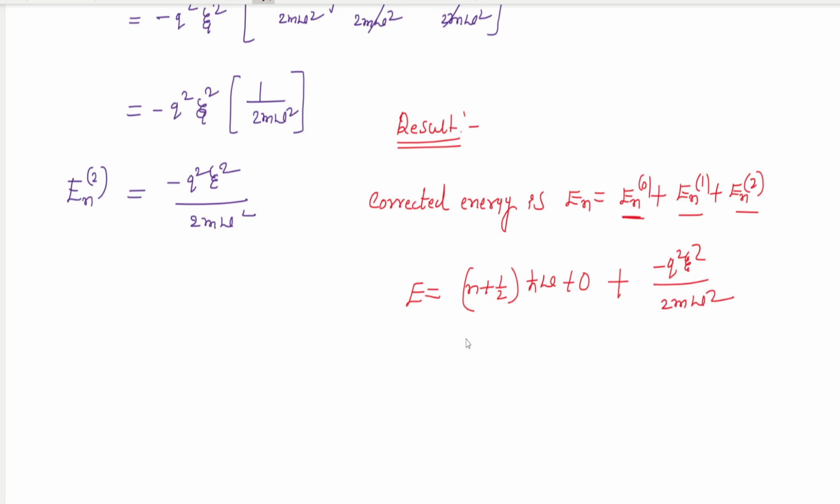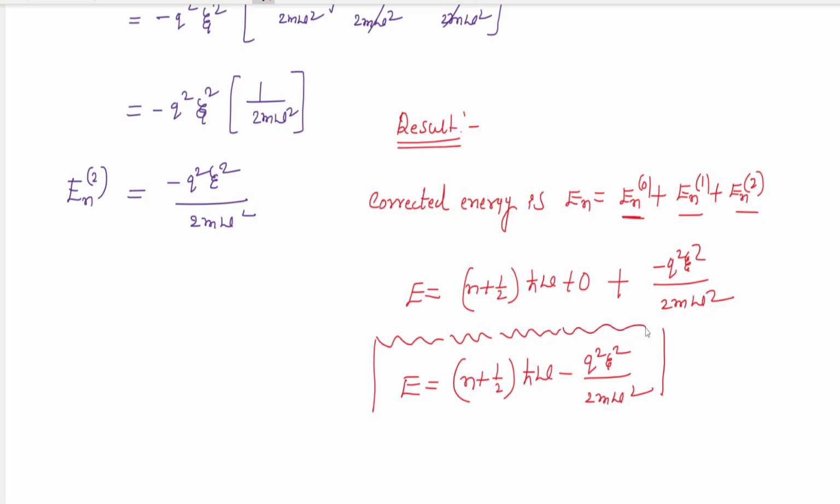So this is a very important problem for the CSIR GATE NET examination. n plus 1 divided by 2 h cross omega minus q square electric field square divided by 2m omega square. This is the exact value, not 100% exact, but closely related to the corrected energy, the almost exact value of the energy.